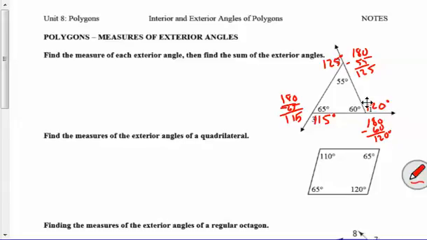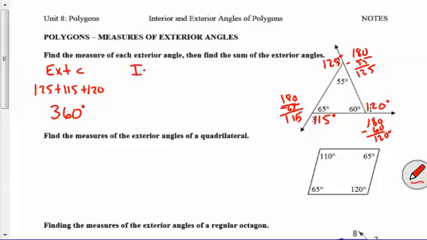It then asks me to find the sum of each exterior angle. The exterior angles will equal 125 plus 115 plus 120. When we add all that up, we get 360 degrees. The exterior angles will equal 360 degrees for a triangle.